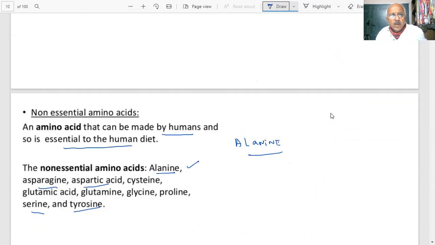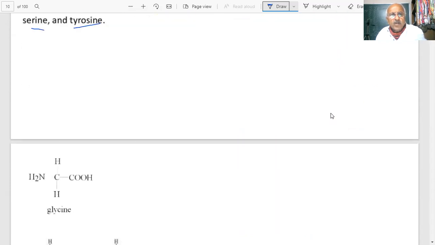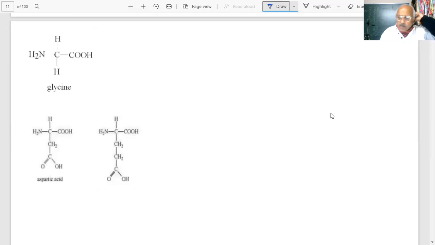So this question has been put, student. Just to show you the structure of two or three. This is my glycine, NH2 on the left hand side. Is this chiral or achiral? Achiral. Therefore, it is optically inactive. That is the only amino acid which is optically inactive.